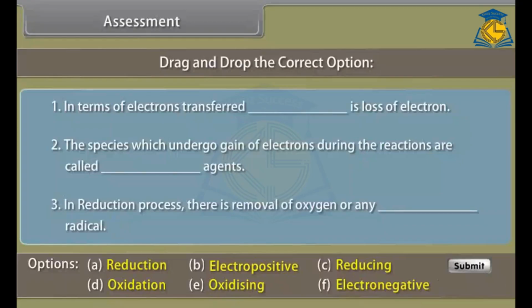Assessment. Before proceeding further, let us know how much you have learnt. Drag and drop the correct option. Oxidation number.